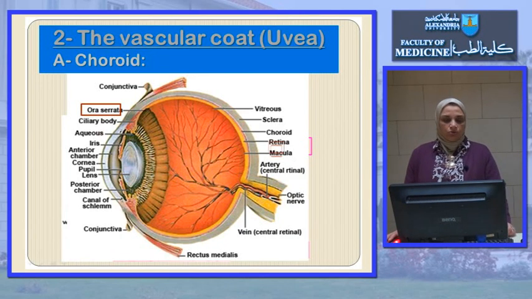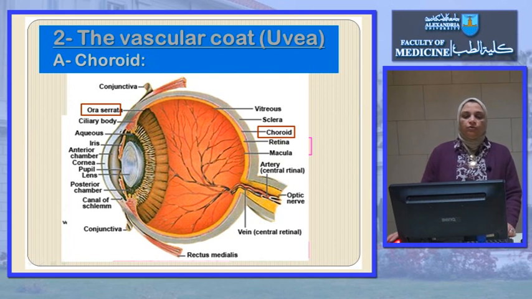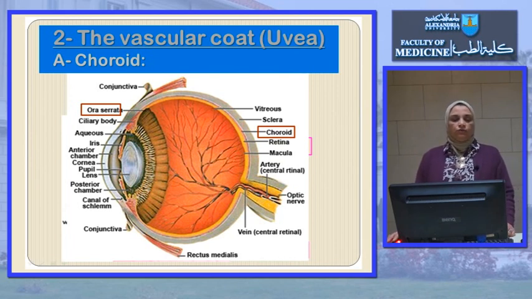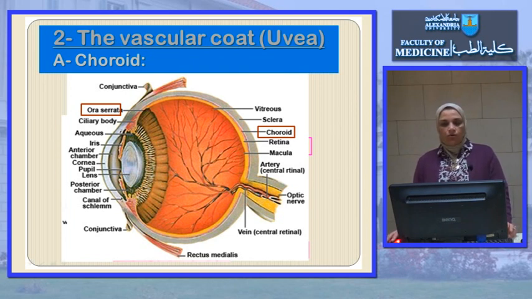Now we finish the outer coat and we'll move to the middle coat of the eye. The middle coat is the vascular coat, vascular and pigmented. It's called the uvea or uveal tract. There are 3 parts in the uvea: the iris anteriorly, the ciliary body, and then it continues as the choroid. Here is the choroid in the middle.